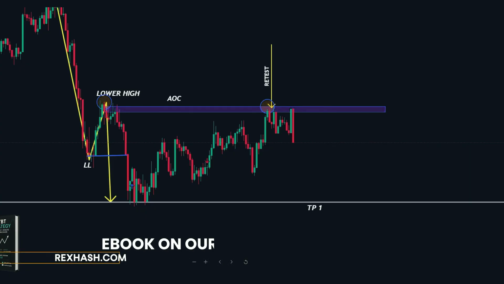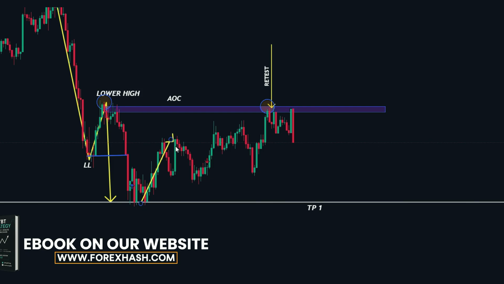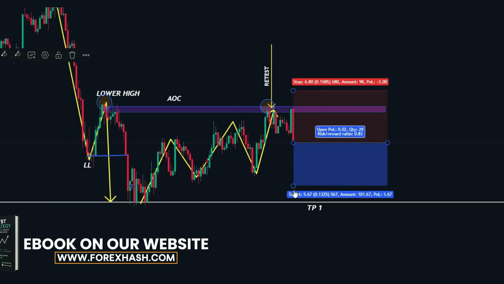That is the technical process. No chasing. No random entry. No guessing from one candle. The structure, zone, confirmation, and risk.